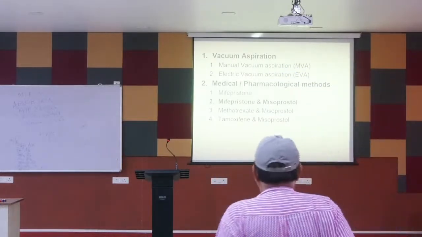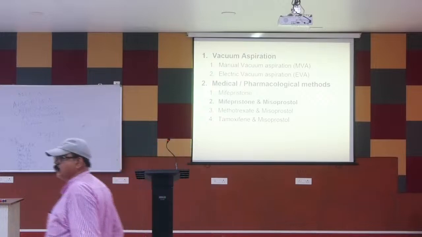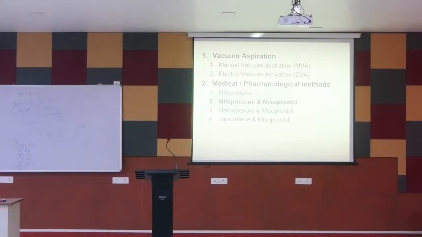Medical method of termination: mifepristone and misoprostol. These are prostaglandins. You have already read in pharmacology about prostaglandins, PGE1, PGE2, PGF2 alpha, different categories of prostaglandins. And you know how prostaglandin is synthesized in the body as well as externally. Can anyone tell me from where prostaglandin is synthesized?